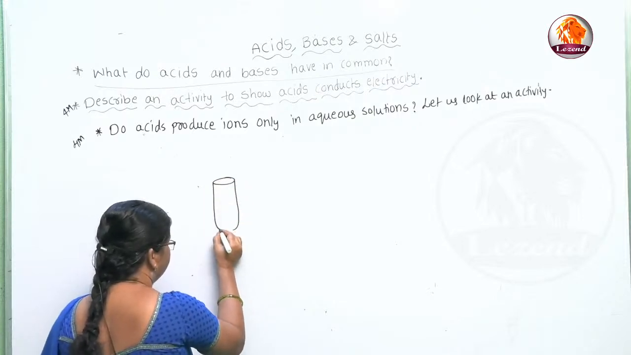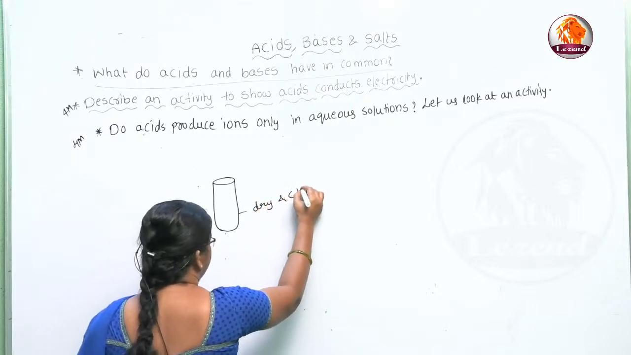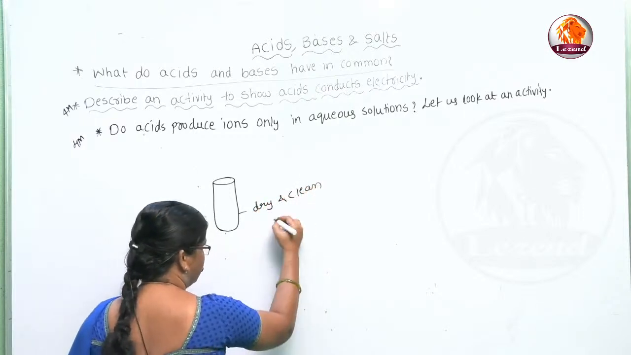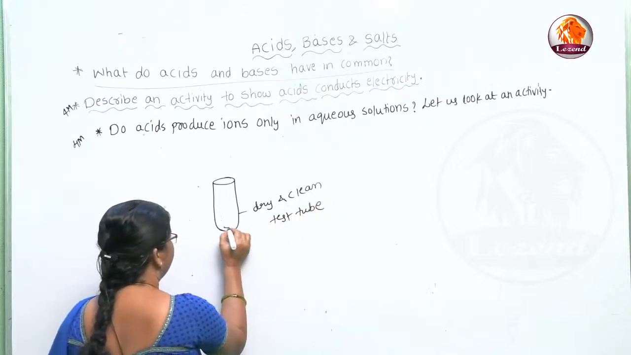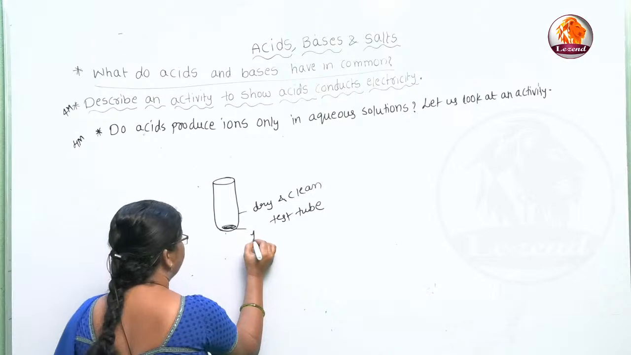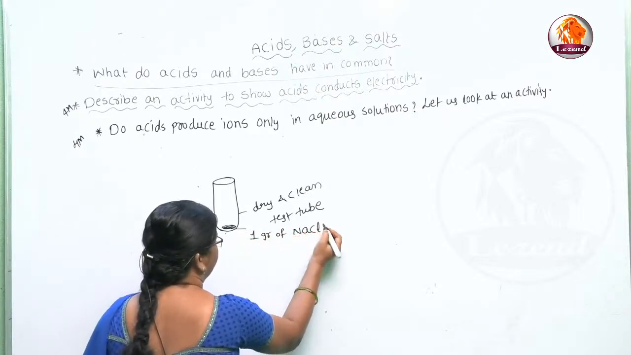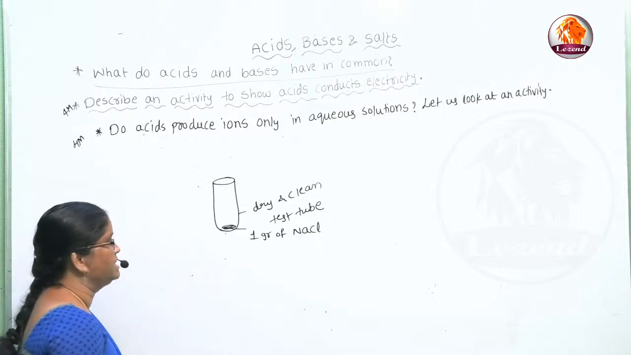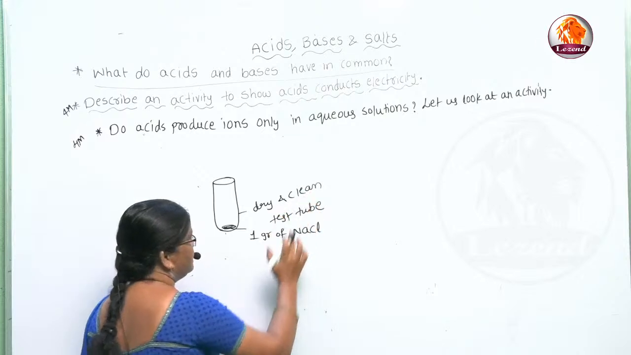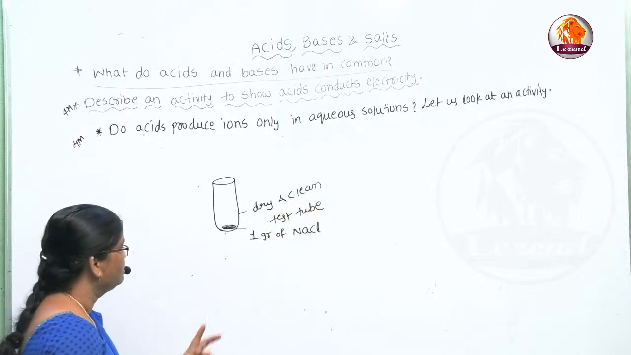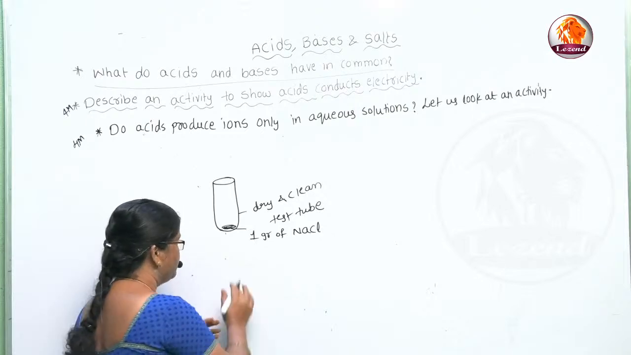We have to take a dry and clean test tube. To do this activity, what do we have to consider here? A dry and clean test tube. And we also take 1 gram of sodium chloride crystal in the test tube, and the test tube should be dry and clean.